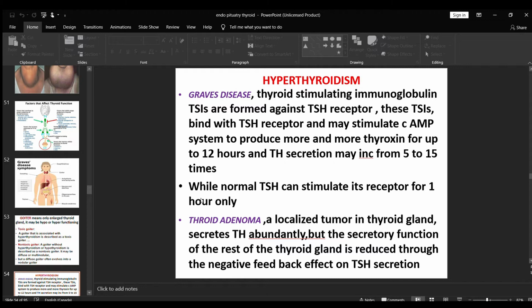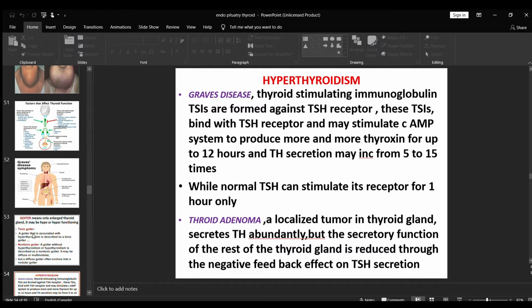Today we are going to see the different abnormalities regarding your thyroid gland. A thyroid gland may become hyperthyroid or it may become hypothyroid. If it produces more thyroid hormones, we call it hyperthyroidism, and if it produces a lesser amount of thyroxine, that is known as hypothyroidism.